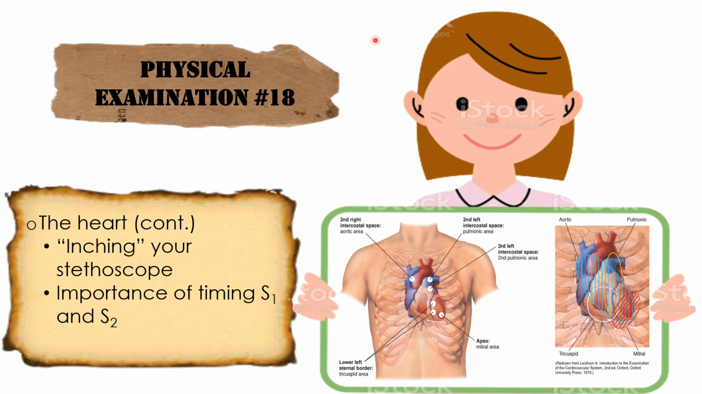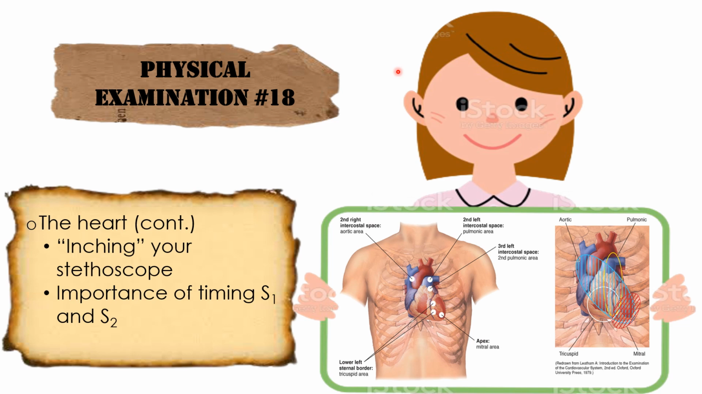So, inching your stethoscope. In a quiet room, you have to listen to the heart with your stethoscope, starting at either the base or the apex of the heart. Each pattern is satisfactory. Some experts recommend starting at the apex and then inching to the base. You move the stethoscope from the point of maximal impulse medially to the left sternal border, superiorly to the second intercostal space, then across the sternum to the second intercostal space at the right sternal border.